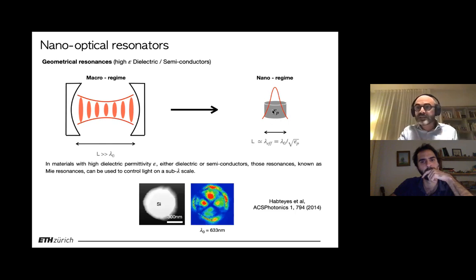For instance, in this nanoparticle, that would typically be a dielectric with a high refractive index or a semiconductor.